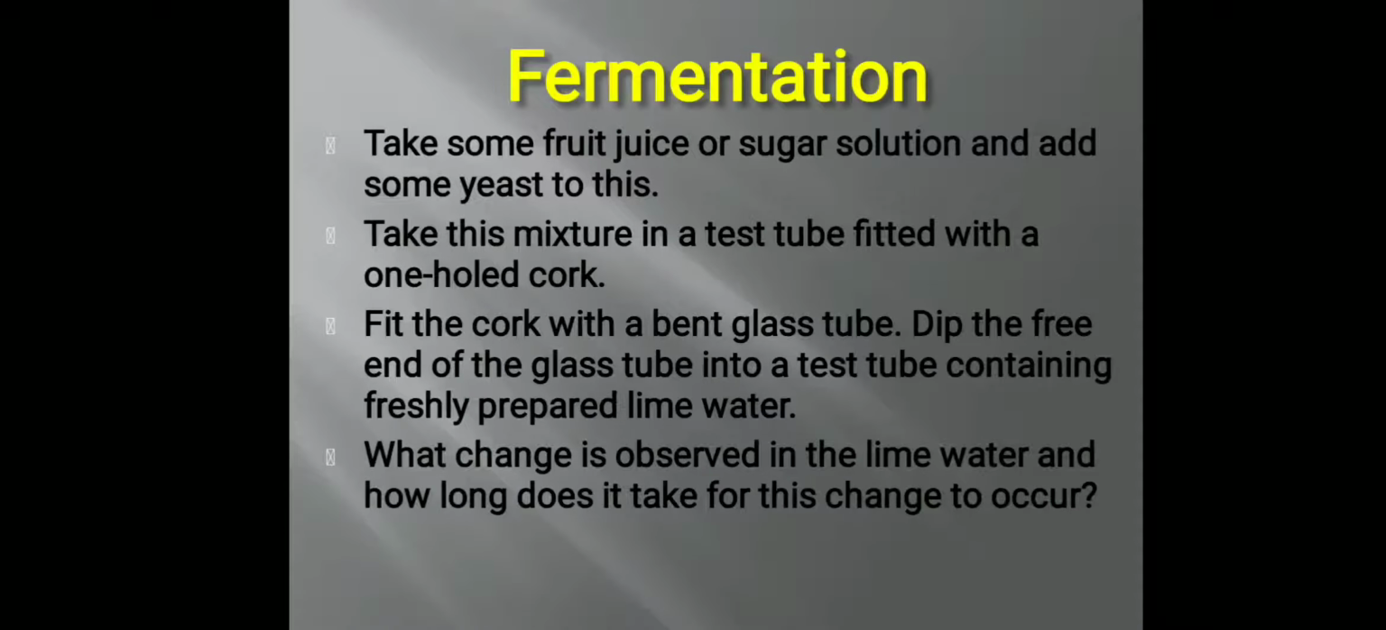Before going ahead, you have to clear your concept related to one of the anaerobic respirations, that is fermentation. Take some fruit juice or sugar solution and add some yeast to this. Take this mixture in a test tube fitted with a one-holed cork. Fit the cork with a bent glass tube. Dip the free end of the glass tube into a test tube containing freshly prepared lime water.